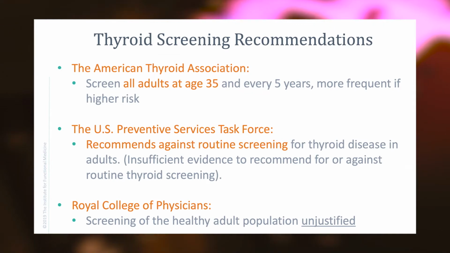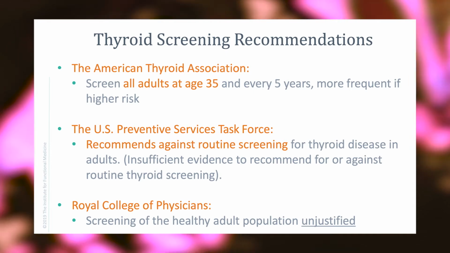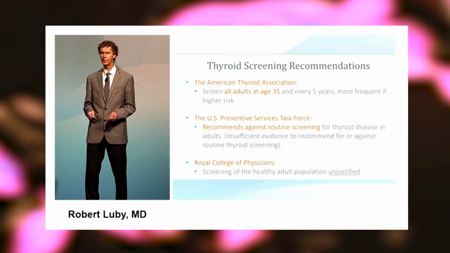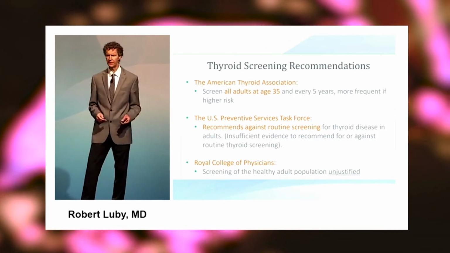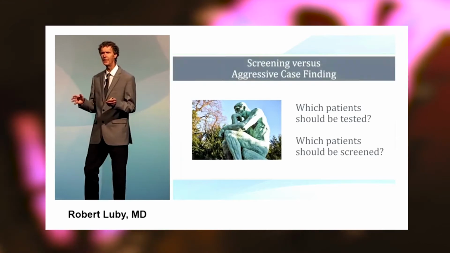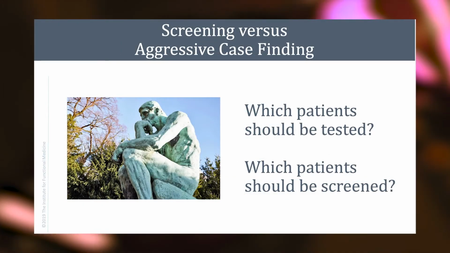They're all over the map. The ATA is very aggressive. Start at age 35 every 5 years. The Royal College of Physicians says it's unjustified to screen. And the USPSTF recommends against it, insufficient evidence. And the concept of screening when symptoms are so common in the general population needs to be reconsidered.